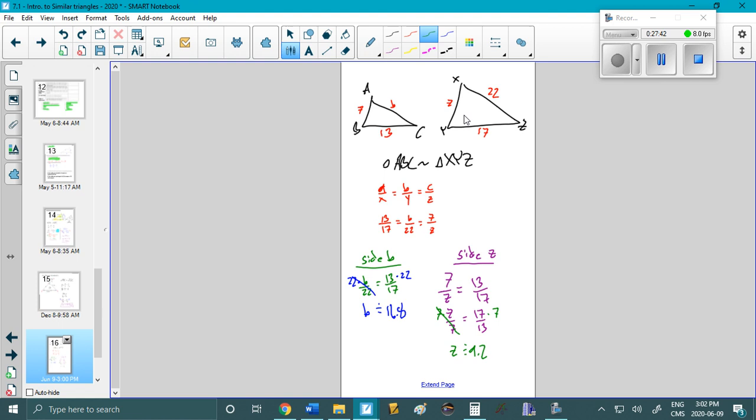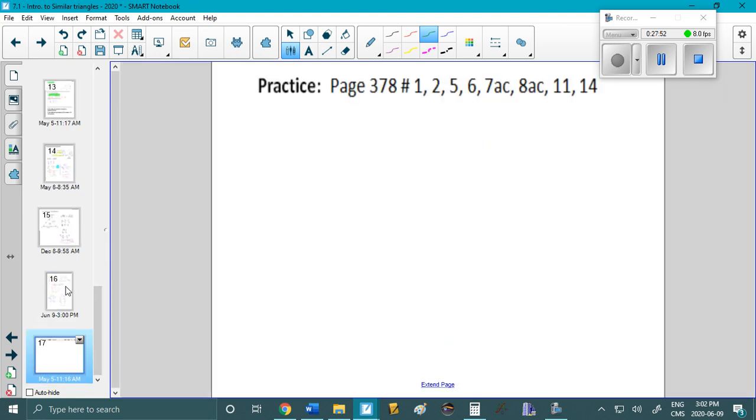Okay, and then we look at the thing. Yeah, 9.2 makes sense here, close enough. And here, this looks like the longer side, and it is longer. Okay, so that's it, folks. That's similar triangles. It's a very small part of this unit.